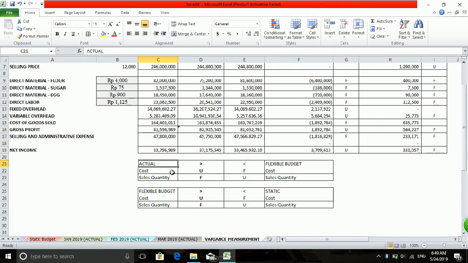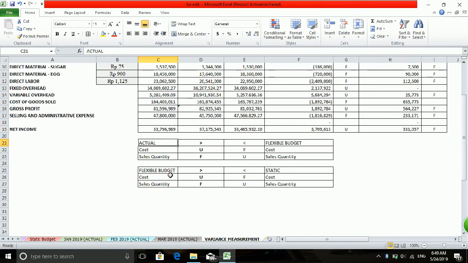If the actual cost is bigger than the flexible budget cost, it is unfavorable. If the sales quantity is bigger than the flexible budget sales quantity, it is favorable. If the flexible budget cost is bigger than the static budget cost, it is unfavorable. If the flexible budget sales quantity is bigger than the static budget sales quantity, it is favorable.